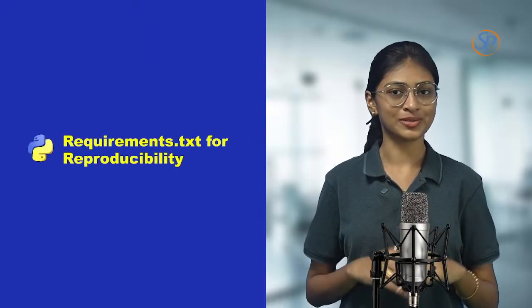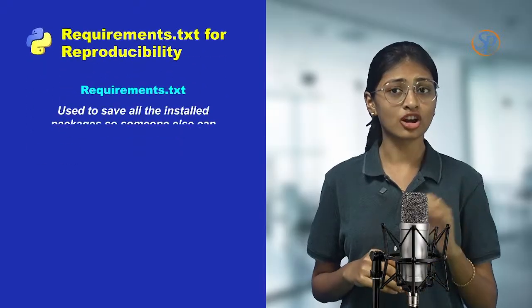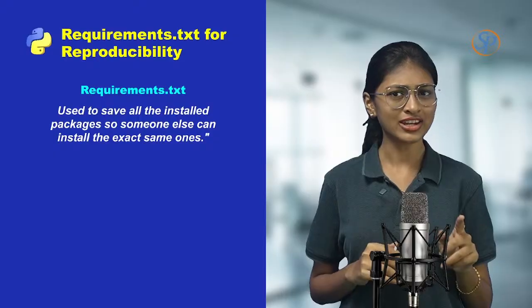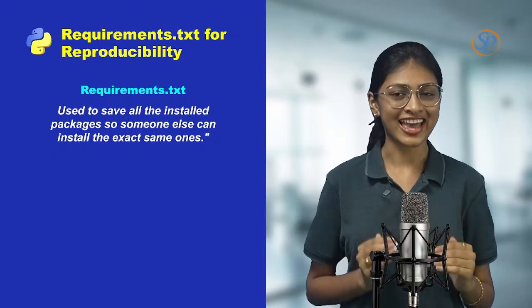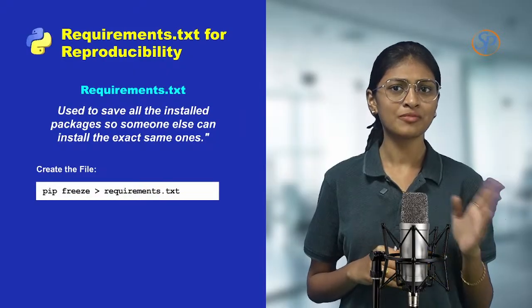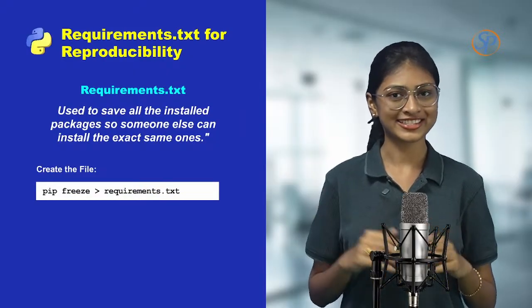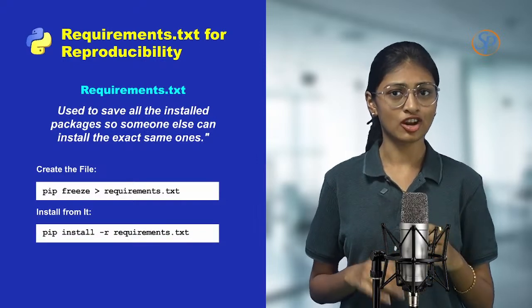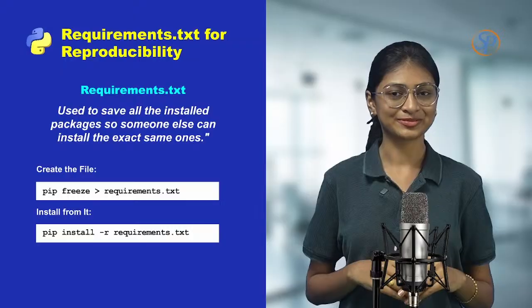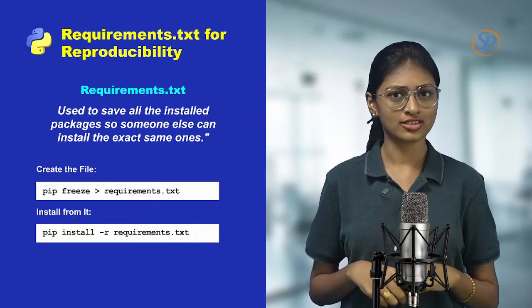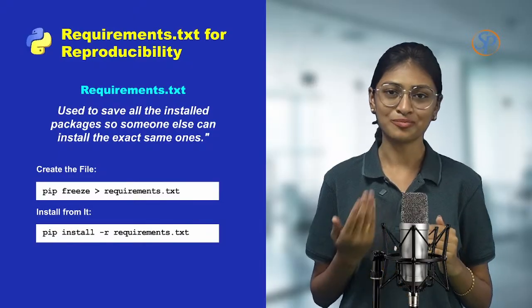Requirements.txt for reproducibility. Requirements.txt is used to save all the installed packages so someone else can install the exact same ones. We'll create a file: pip freeze > requirements.txt. We'll install from it: pip install -r requirements.txt. Pinning versions is important because different versions can break your project.